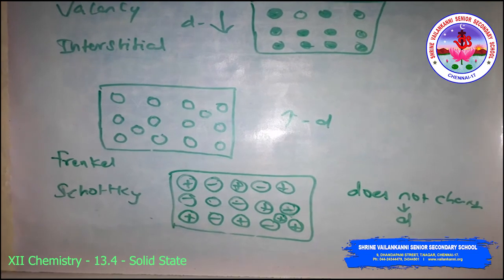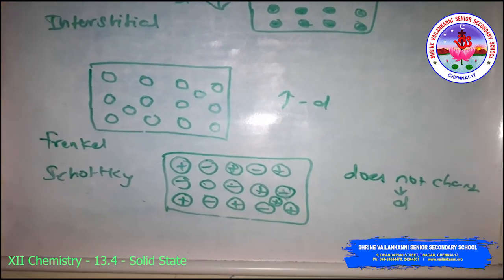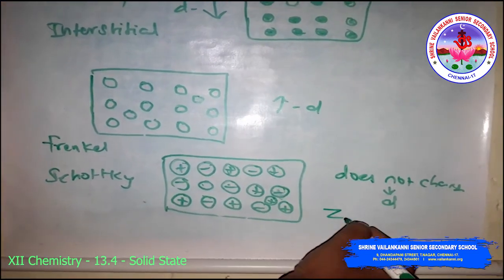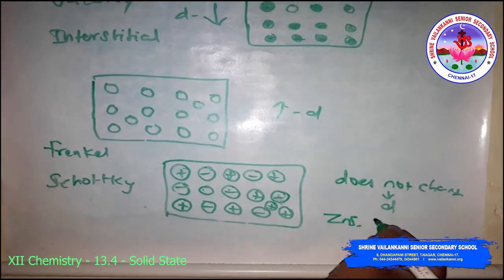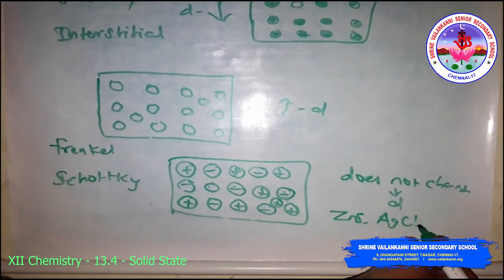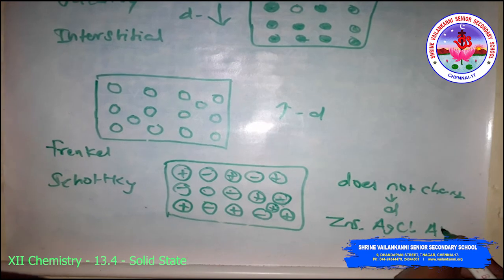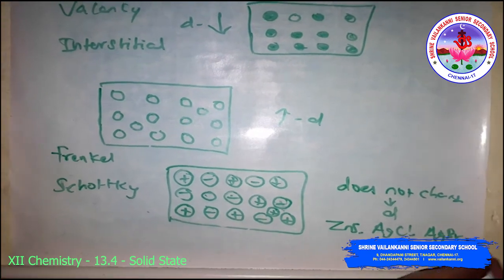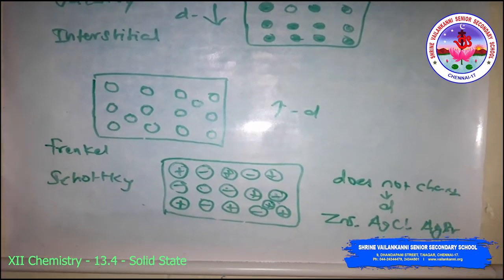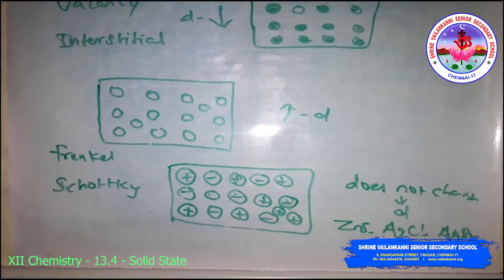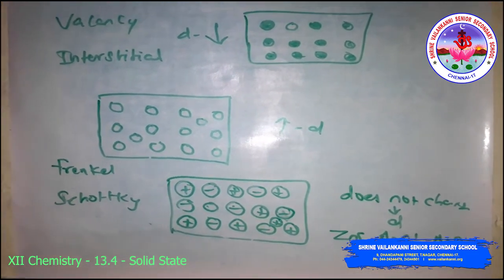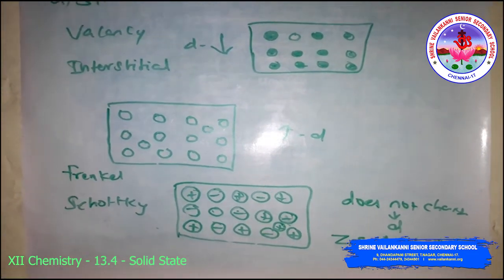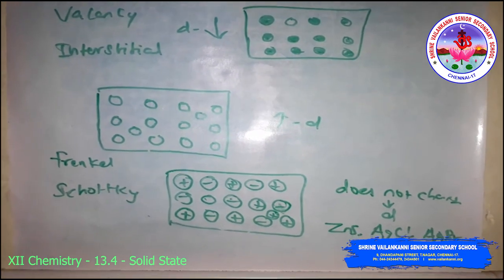So examples are zinc sulfide, silver chloride, silver bromide, and silver iodide. Due to the small size of the zinc 2 plus and Ag plus ions, they show the Frenkel defect.